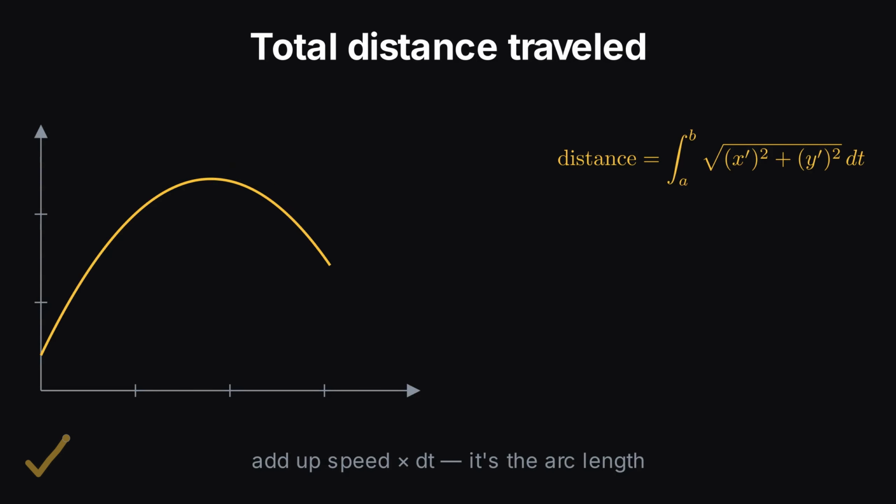Add up speed times a tiny slice of time all along the trip. That's an integral. The total distance is the integral of the speed, the square root of x prime squared plus y prime squared dt. It's literally the arc length of the path.